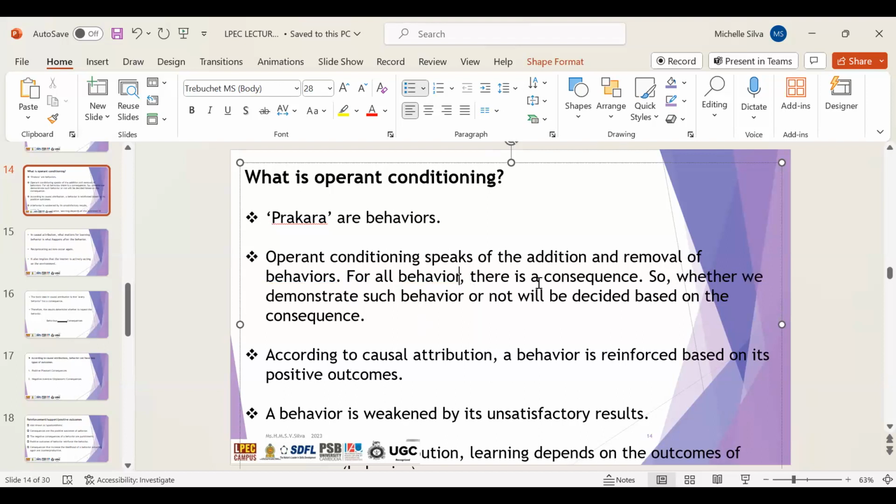The appreciation is the consequence. Since they have appreciated our behavior, our generosity, from the next day onwards we try to donate everything we have as much as we can. Why? Because the consequence is appreciation. So this appreciation is a very positive reinforcement for me, and I will demonstrate that behavior more and more.